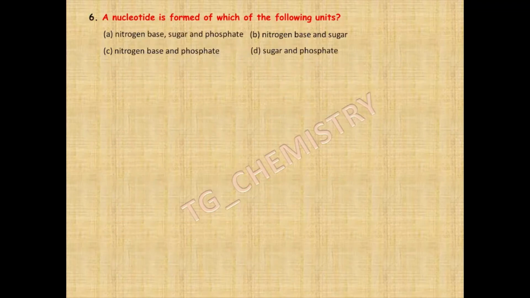Next question is, a nucleotide is formed of which of the following units? We know that DNA and RNA are made up of nucleotides and nucleosides. So the nucleotides are here in the question. This is basically a nucleotide base, sugar, and phosphate. And the nucleotide base is made up of nitrogen atoms. So option A should be the right answer, that a nucleotide is made up of nitrogen base, sugar, and phosphate.